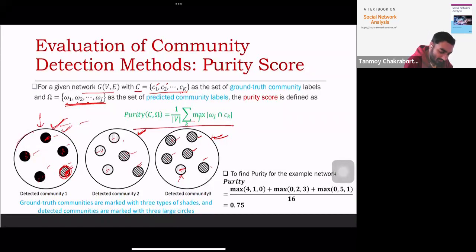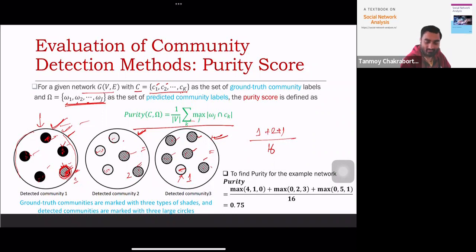So for every detected community, I take the majority ground truth community as the true community, as the correct classification, whereas the minority ground truth community is the wrong classification. So for this one, the error is 1. For this community, the error is 2. For this community, the error is 1. Okay. So what's the total error? Total error is 1 plus 2 plus 1, divided by the number of vertices present here. How many vertices? 16, right?